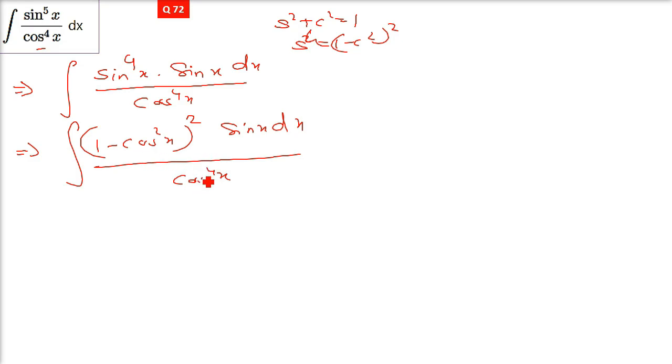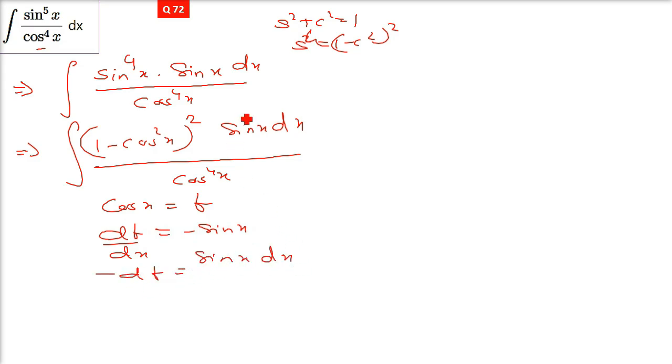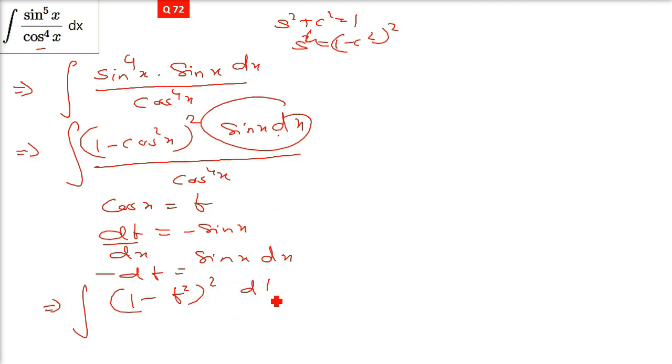But now I would advise you to just put this cos x equals to t right now. So dt by dx will be equal to, what is the differentiation? Cos x will give you negative sin x. So negative dt is sin x dx. It is negative dt. Integration of 1 minus cos square x will be 1 minus t square, whole square. Sin x dx is negative dt. So let's just put dt and the negative outside. And we have cos raised 4x, so t raised 4. So now let's open it.